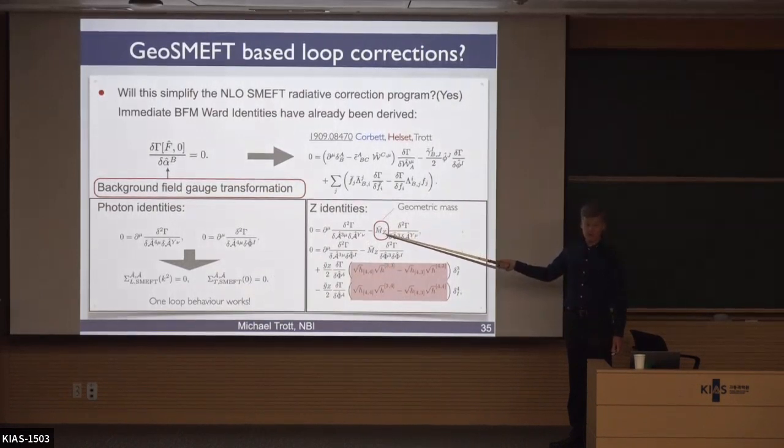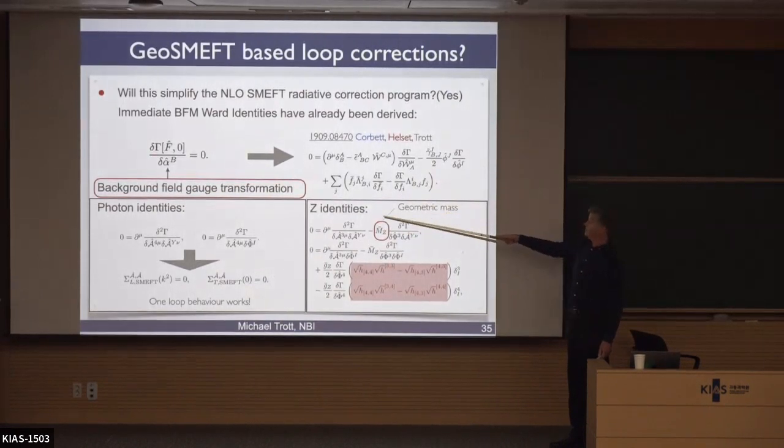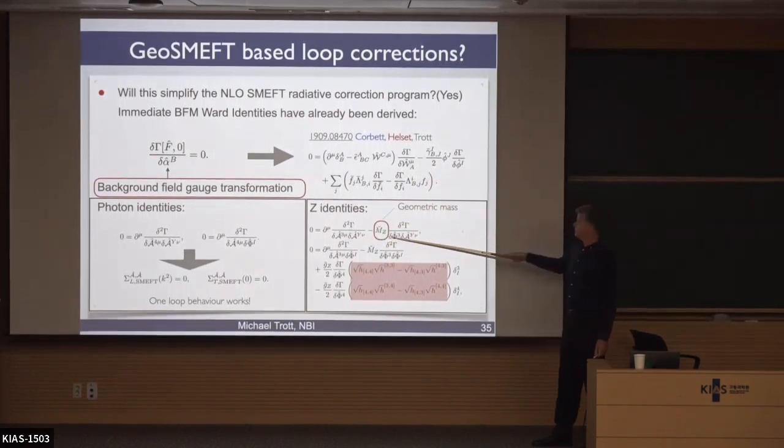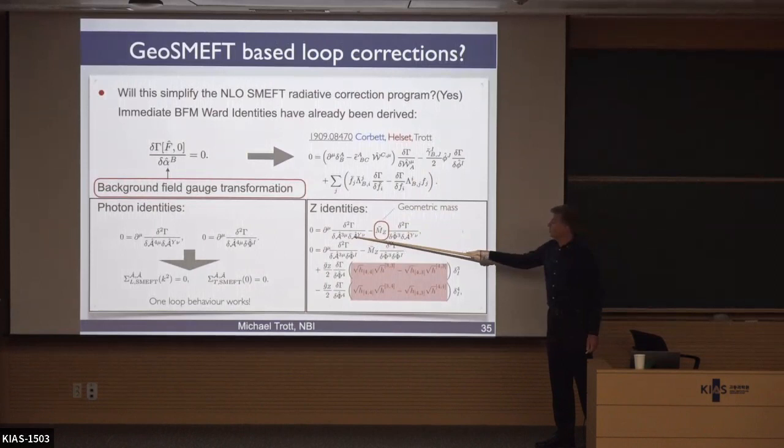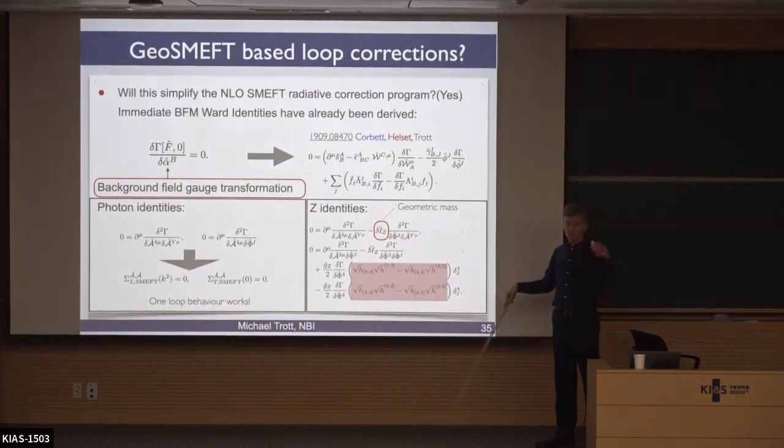Okay, so here's another clue. You do this, and you look at the Z identities, look at this two-point function and its relationship to this two-point function. One thing that's really nice about the background field method Ward identities in the standard model without any higher dimensional operators is this simple Ward identity relationship, which basically appears with the Z mass. That's the standard model Z mass, and it's also something that appears with the loop corrected standard model Z mass. So even in the standard model, when you do the background field method, the Ward identities have a nice structure that makes sense, and the actual physical Z mass appears there.